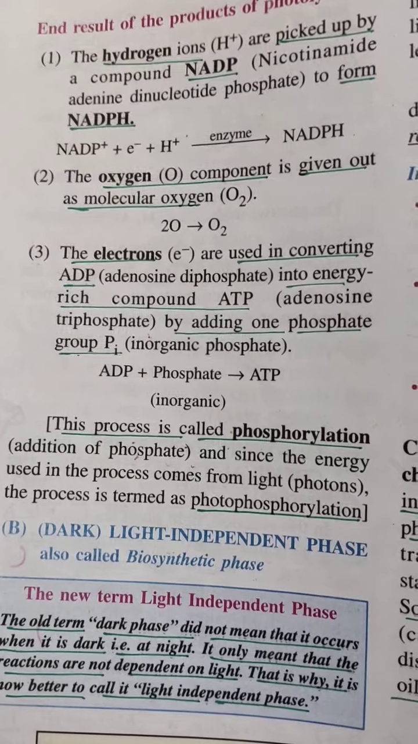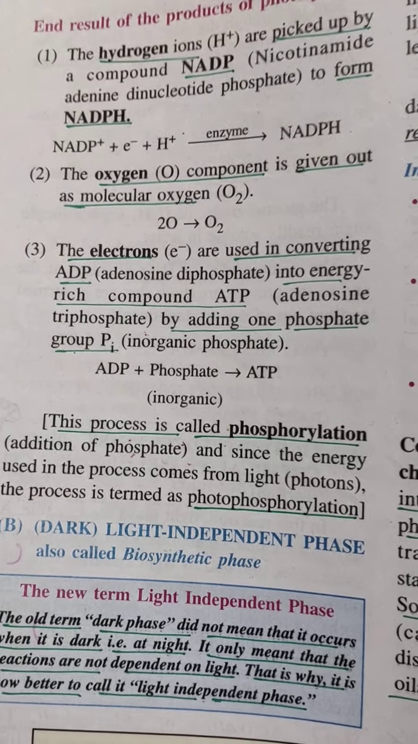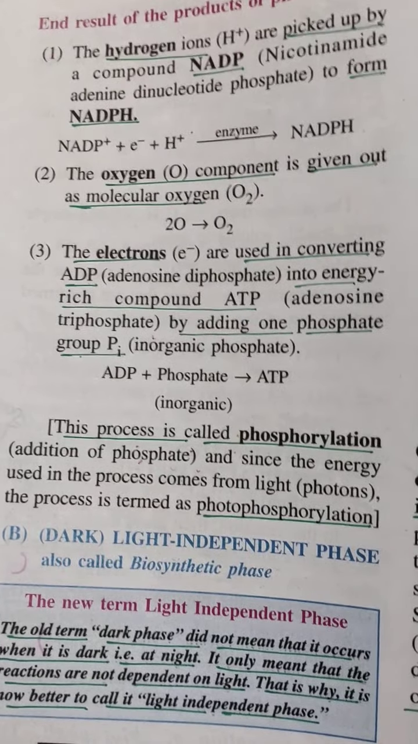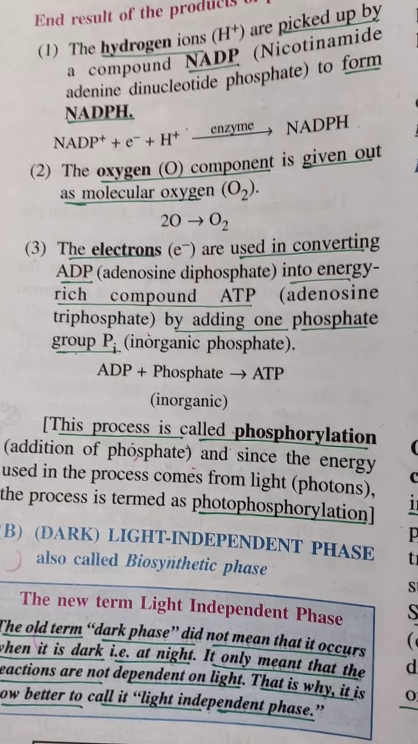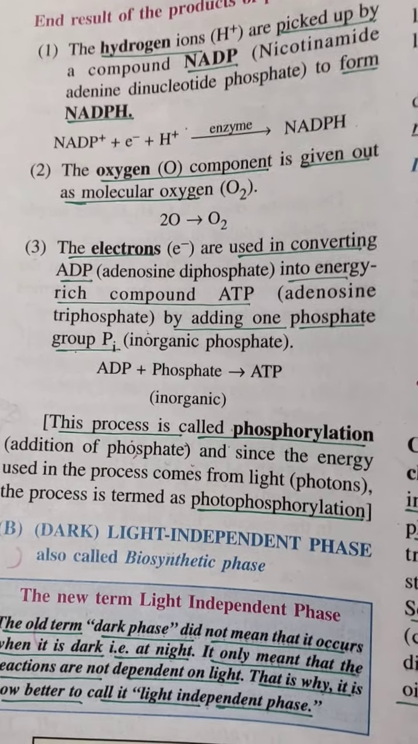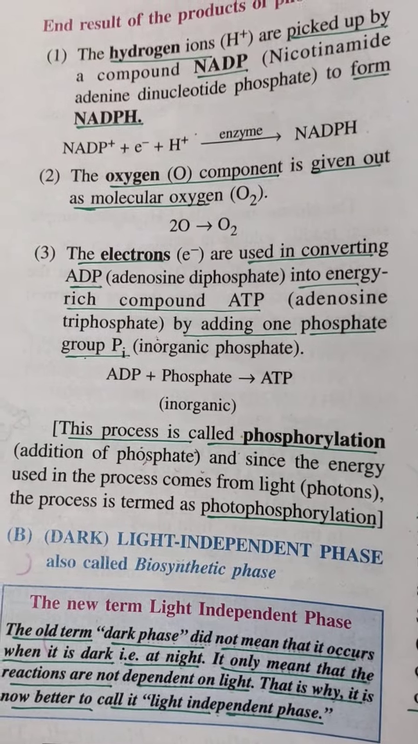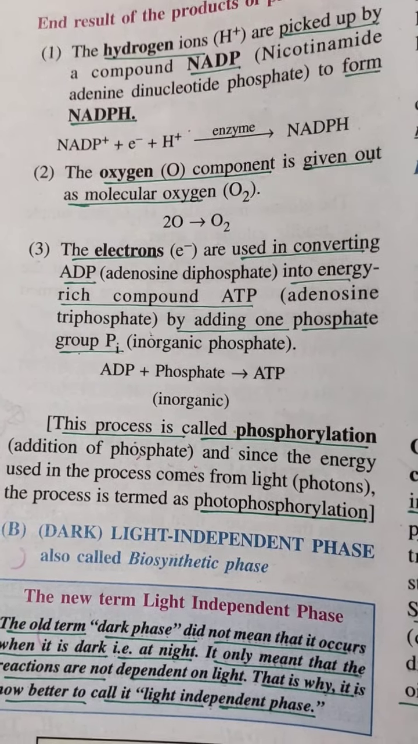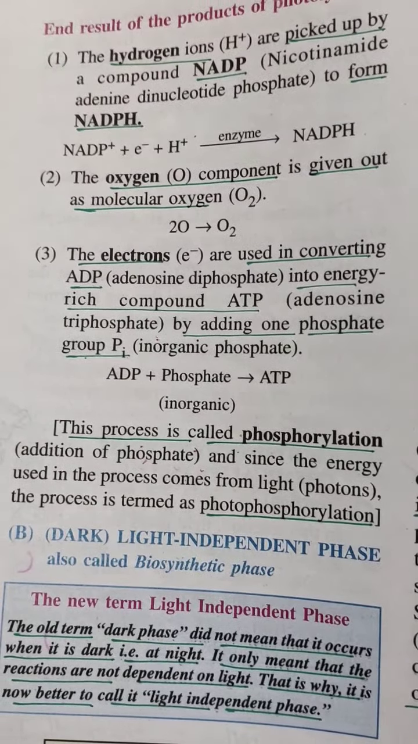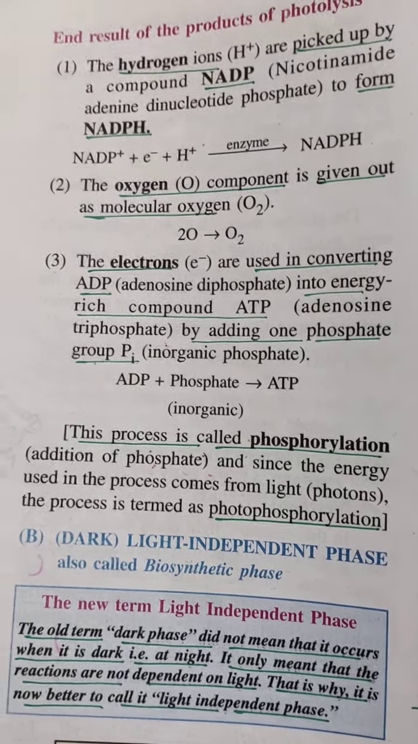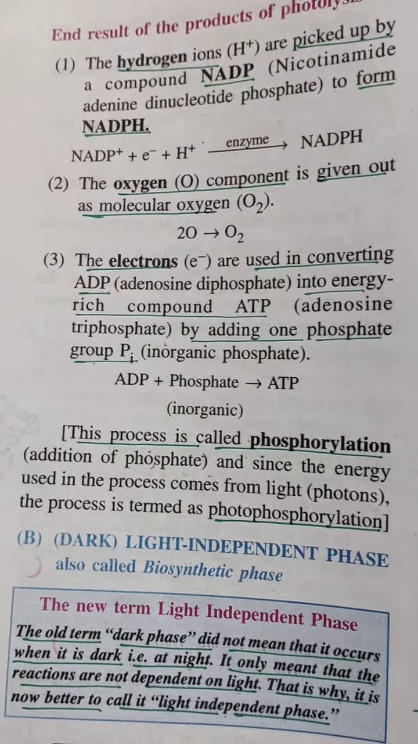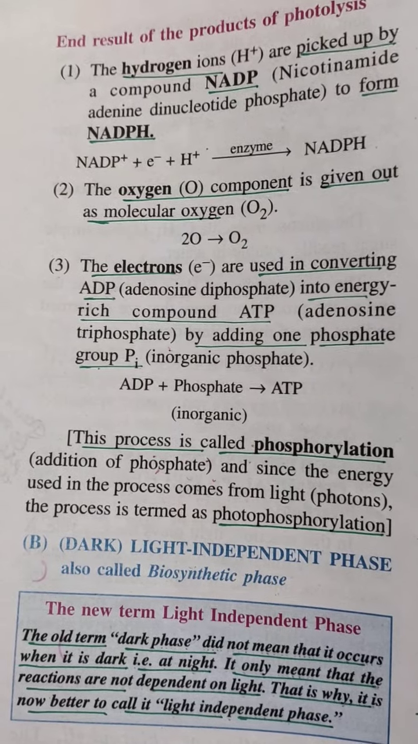This is known as phosphorylation because phosphorylation means addition of the phosphate group. And because this energy which is used in this process comes from the photons, the packets of light energy, we are terming this phenomenon as photophosphorylation. I hope it is very clear to you, class 10. If you have any problem, you can ask me through your comment box.